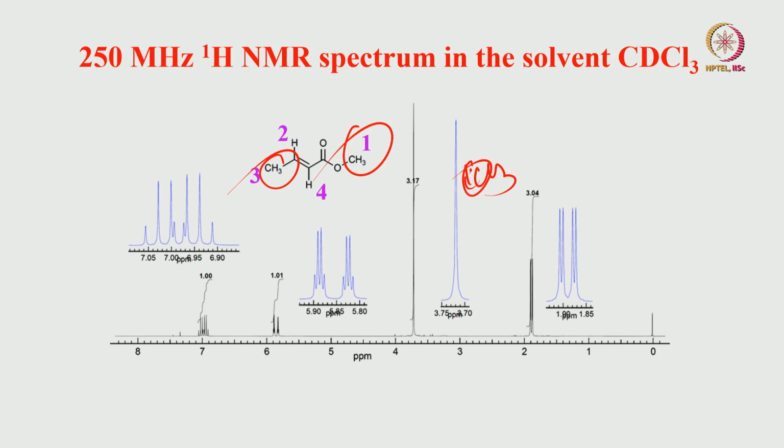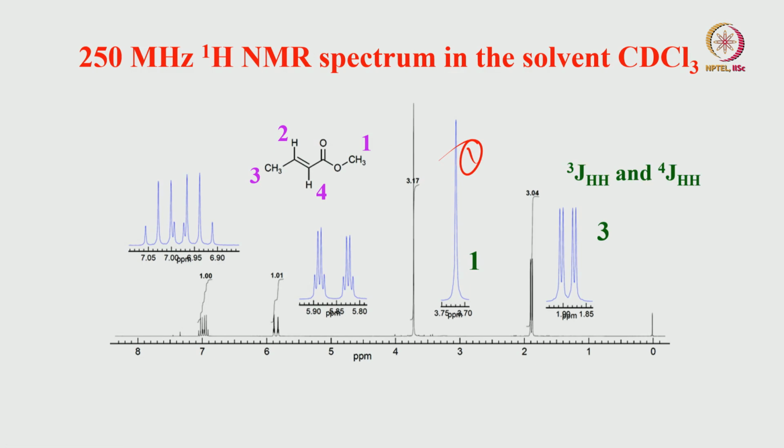Then what remains? Exactly like the previous example, you have to consider the trans coupling, cis coupling and geminal coupling for each of them. One is done, now 2, 3, 4 we will assign. I would say this is proton 3. Why did I say proton 3?